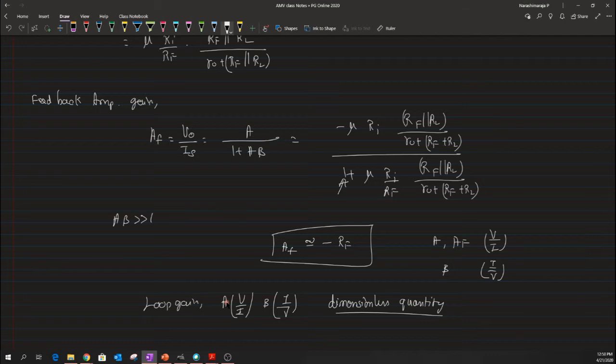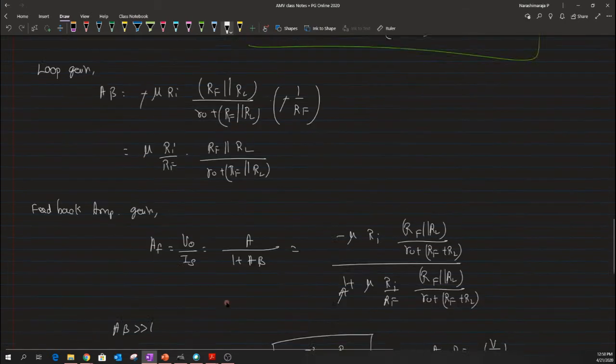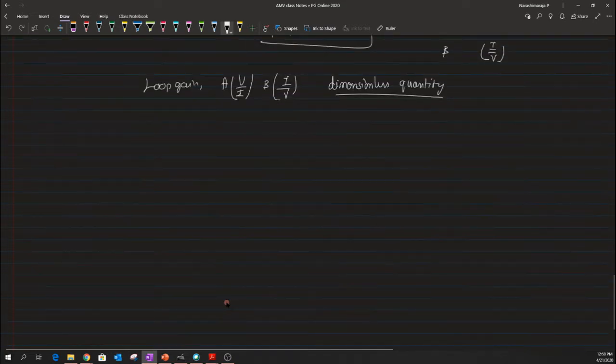Now, let us try to compute the value of RIF and ROF, which are the feedback amplifier's input and output impedances or resistances. So, we know that there is a shunt connection that appears across the input side. Due to which, whenever we have a shunt, the open loop input impedance will be reduced by a factor of 1 plus A beta, or the amount of feedback.